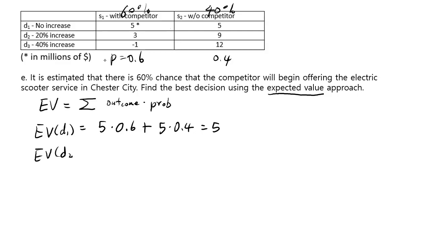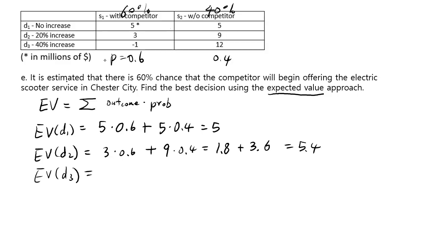The expectation value for D2 is 3 times 0.6, plus 9 times 0.4. 3 times 6 is 18, so this first one is 1.8, plus 9 times 4 is 36, so it's 3.6. Adding these two, I get 5.4. The expectation value for decision 3 is -1 times the probability plus 12 times the probability. That's -0.6 plus 4.8, and that's 4.2.